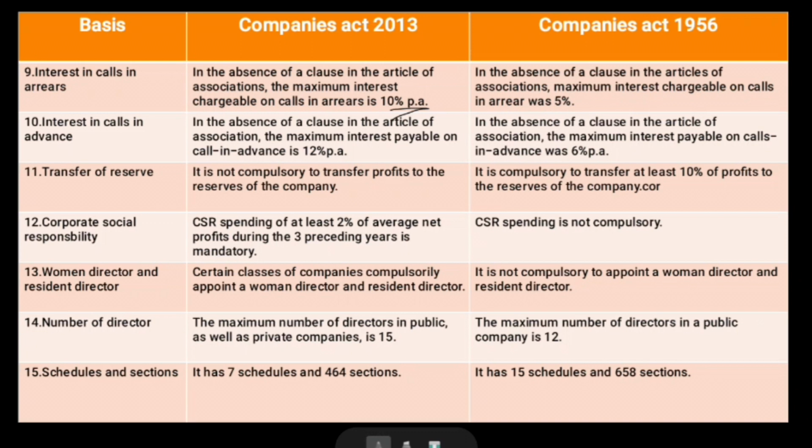Now the maximum interest that can be charged by a company in the absence of a clause in the articles of association is up to 10% and not more than that. But according to the Companies Act 1956, in the absence of a clause in the articles of association, the maximum interest chargeable on calls in arrear was 5% and not more than that. It means according to the Companies Act 2013, it has increased to 10%, which was earlier 5%.